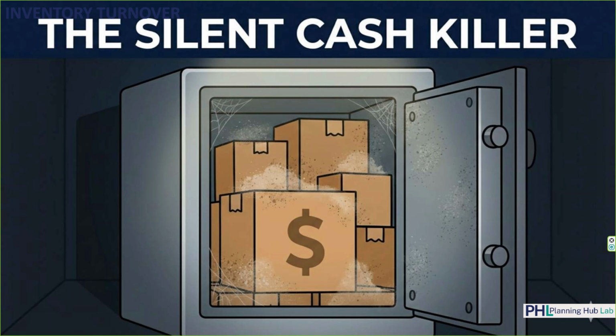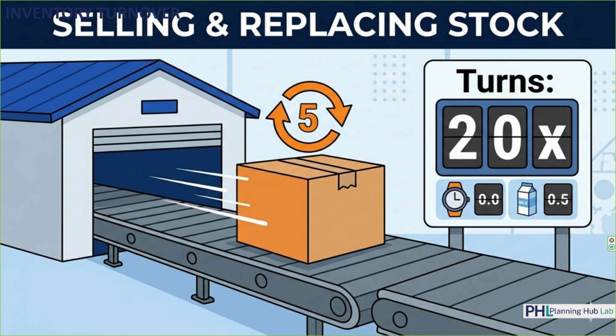In this topic and video, we are talking about inventory turnover. What is inventory turnover? It basically measures one simple thing: how many times your business sells and replaces its stock over a specific period. It can be a month, week, or a year. Think of it as a cycle. You buy inventory, you sell it, and you replenish it.